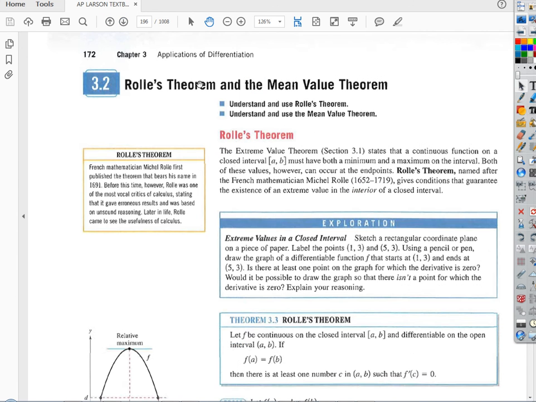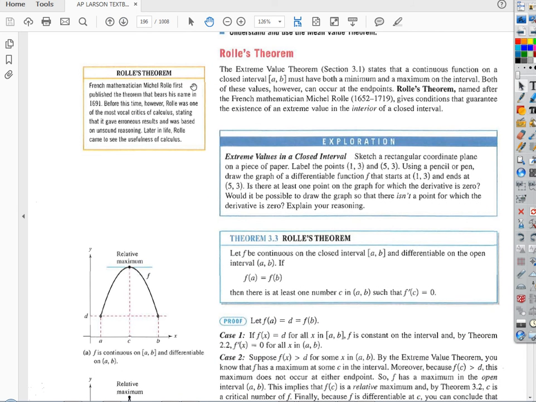So here's what I want to look at. I want to look at two things today. Let's look at these two existence theorems. They're called existence theorems because all they say is if you meet this criteria, then something exists. You still have to do the math and find it, but it exists.